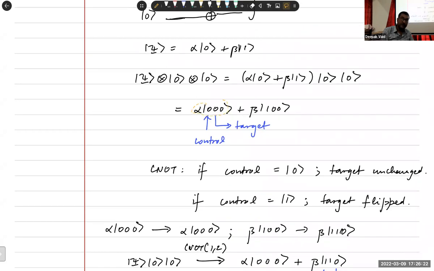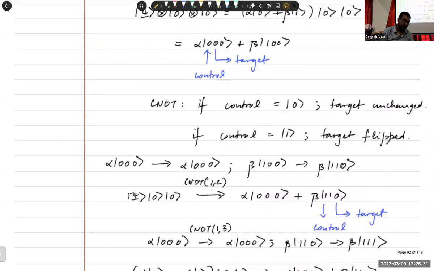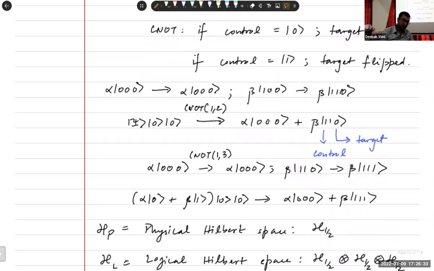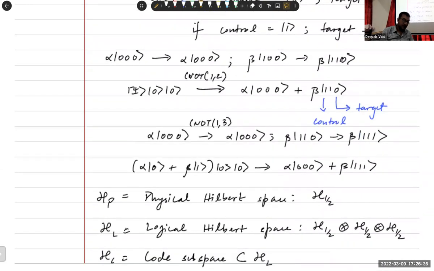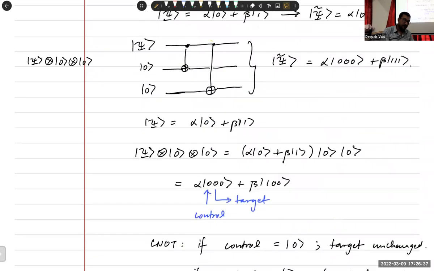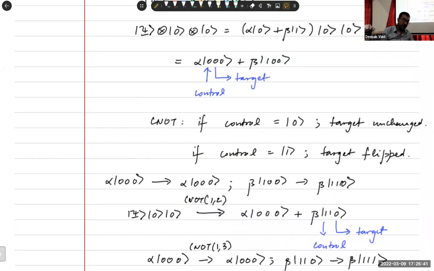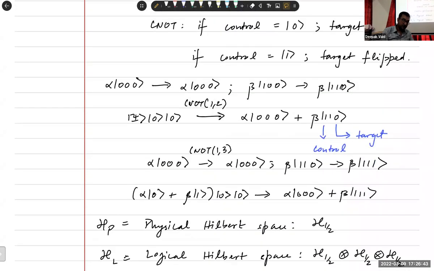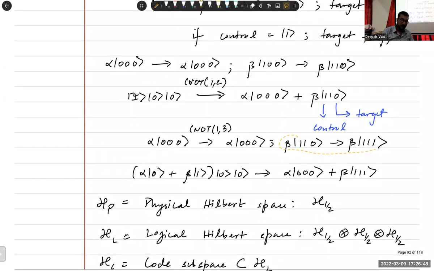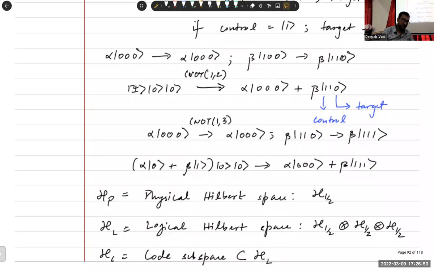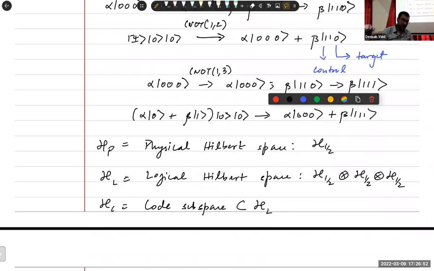So in this state, nothing happens because the control is zero, right? In this state, the target is flipped because the control is one, right? So you get beta 110. Then you apply the C naught gate again, using this as your control and this is your target. And once again, nothing happens to the first state, but the second state goes to 111, right? So you end up in this state, right?